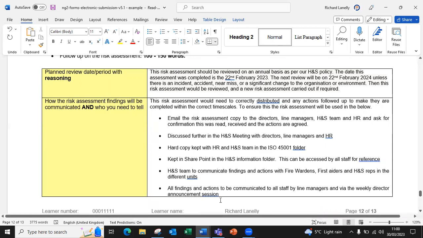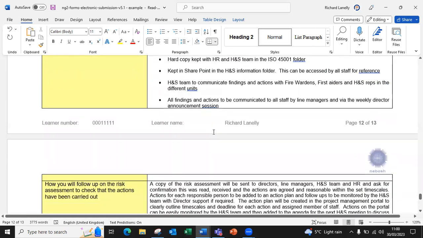So you need to think about different ways. You shouldn't just do one. You should do as many as you possibly can to make sure everyone's got all the information that they need. So you would do that. You just explain that basically.